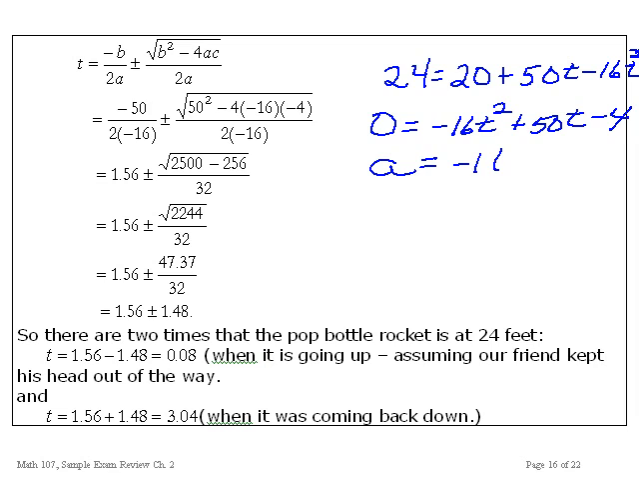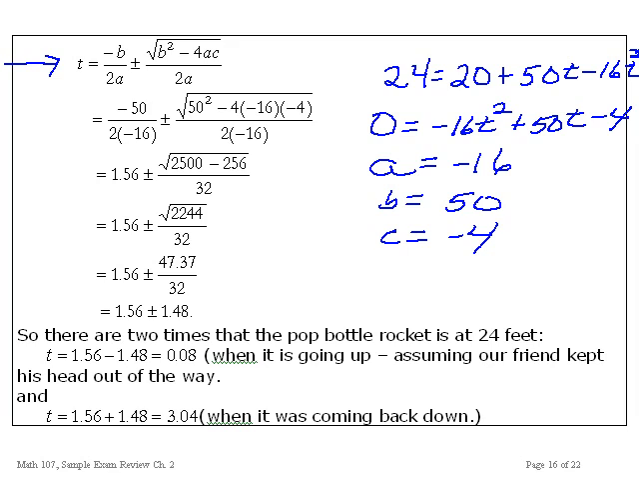A is minus 16, B is 50, and on an actual exam the numbers are better than this. C is negative 4, and no calculator, of course, so you've got to work it out. So how do you do this? First thing you do is what I've been trying to instill in you: write the quadratic formula right here. There it is, t equals this. Now put in all your values.